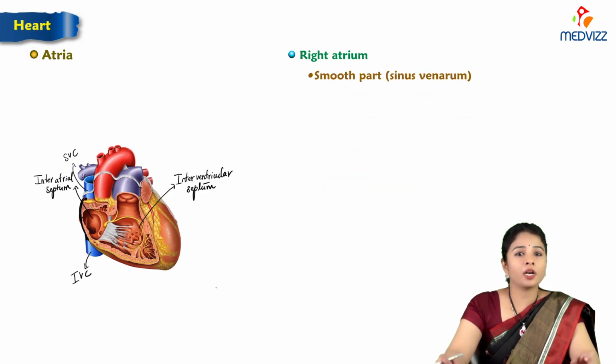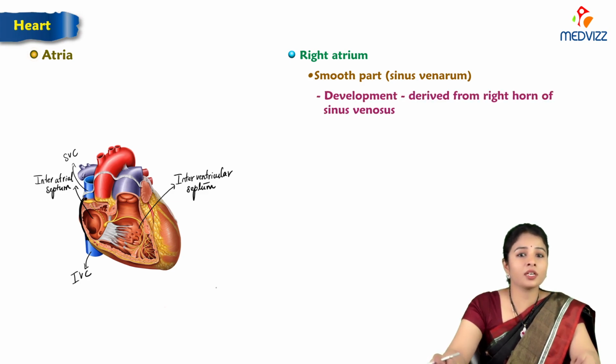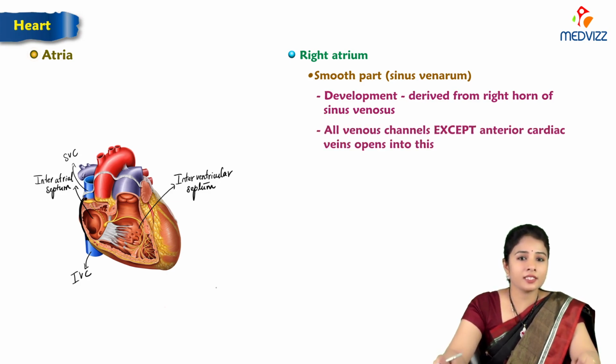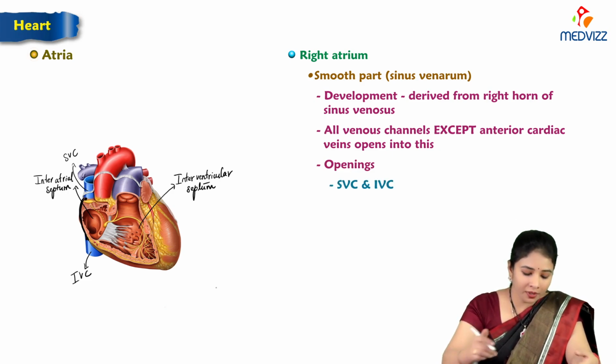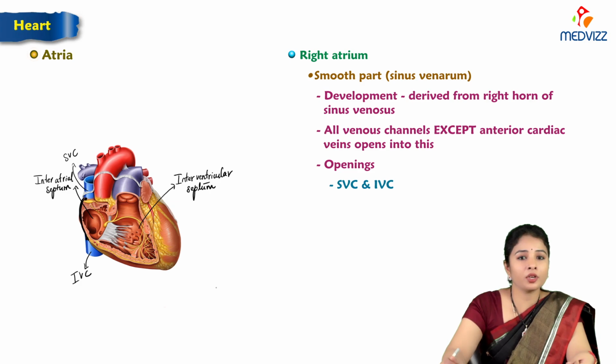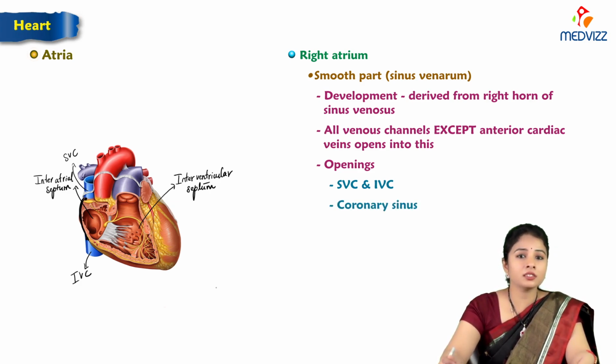Moving on to the smooth part, which is called sinus venarum. Developmentally, it is derived from the right horn of the sinus venosus. All the venous channels except the anterior cardiac vein open into this smooth part. So, what are the structures opening? Let us enlist. One is the superior vena cava. We can see here the openings of the superior vena cava, inferior vena cava, coronary sinus, and venae cordis minimae. These are the veins which open into the right atrium of the heart.